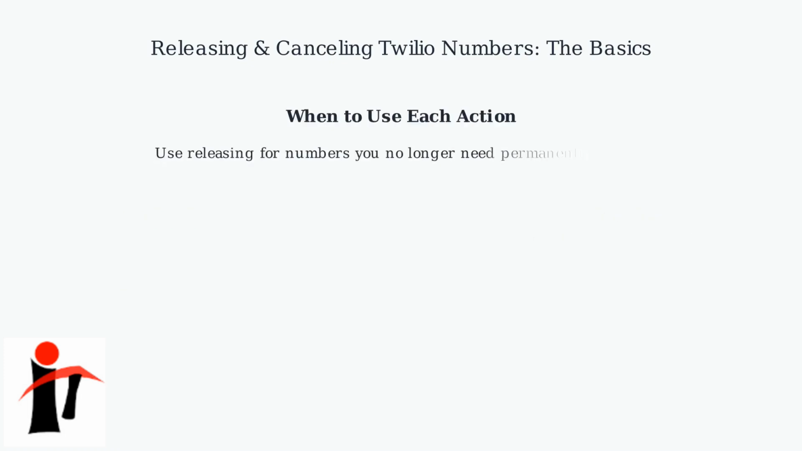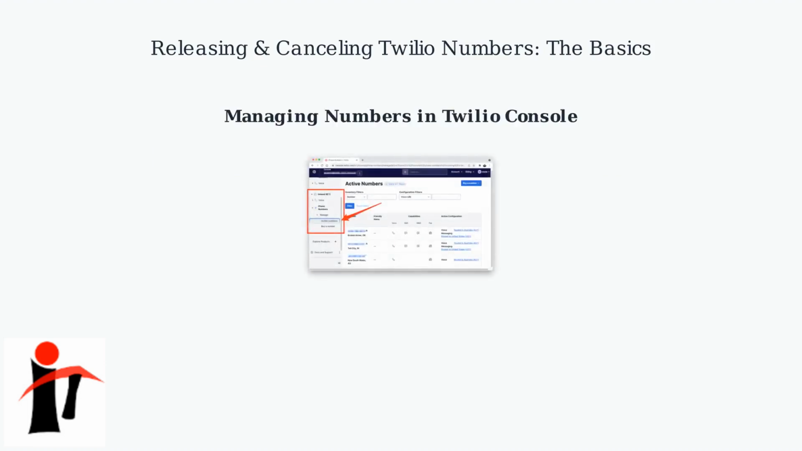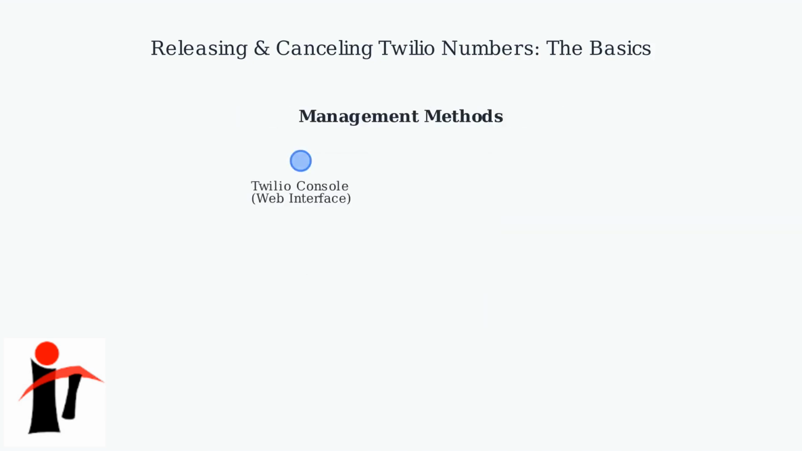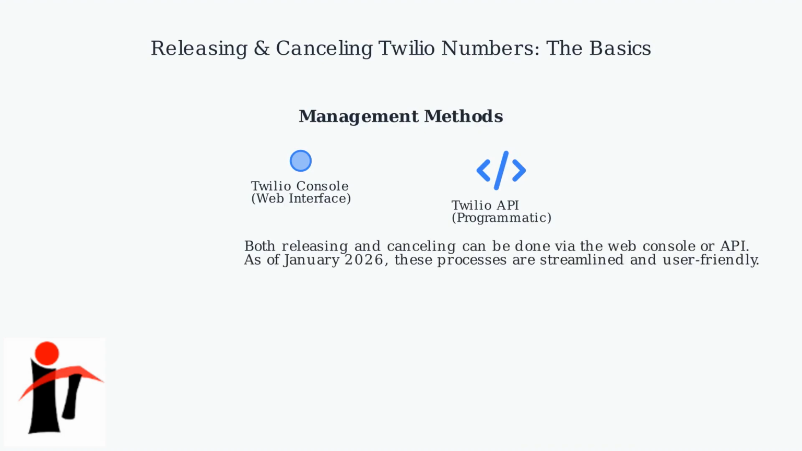Use releasing when you permanently no longer need a number. Use canceling when you want to stop leasing a number, perhaps temporarily. You can view and manage your active numbers in the Twilio console under Phone Numbers. This interface allows you to select specific numbers for releasing or canceling. As of January 2026, both releasing and canceling numbers can be easily managed through the Twilio console web interface or programmatically using the Twilio API.